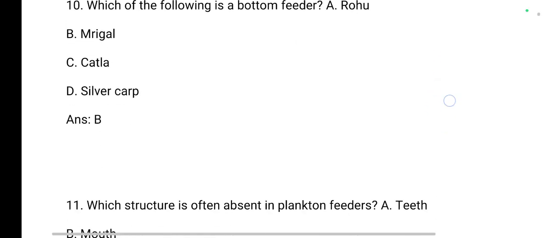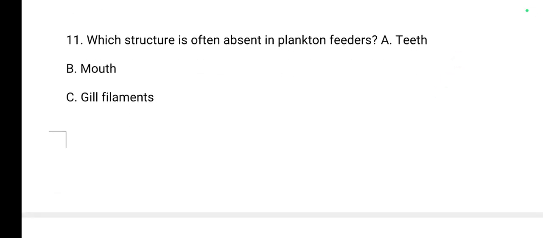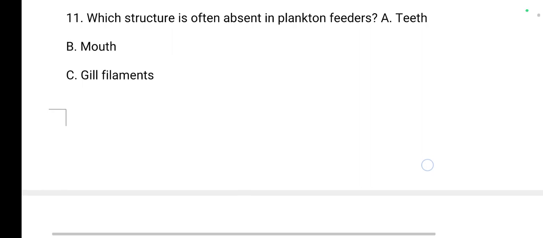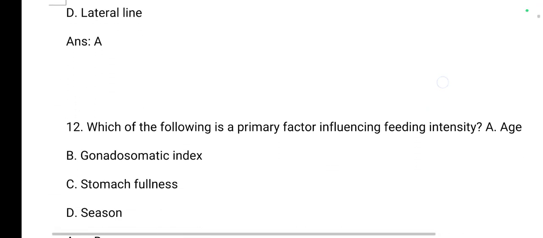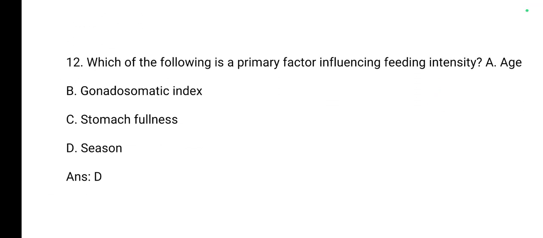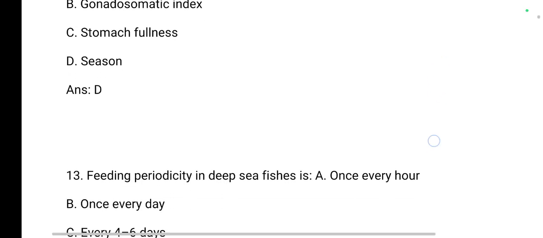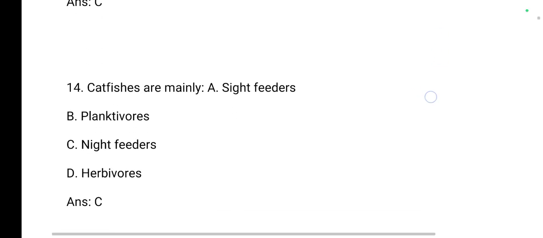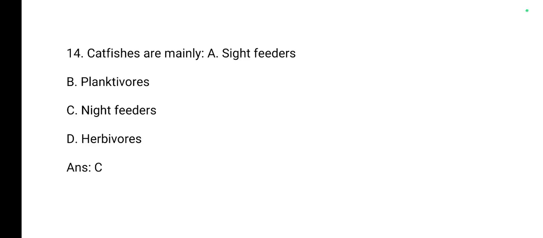So it is mrigal. Which structure is often absent in plankton feeders? So the answer will be teeth. Which of the following is a primary factor influencing feeding intensity? So the answer will be season. Feeding periodicity in deep sea fishes is, so it is every 4 to 6 days. Catfishes are mainly, so they are mainly night feeders.